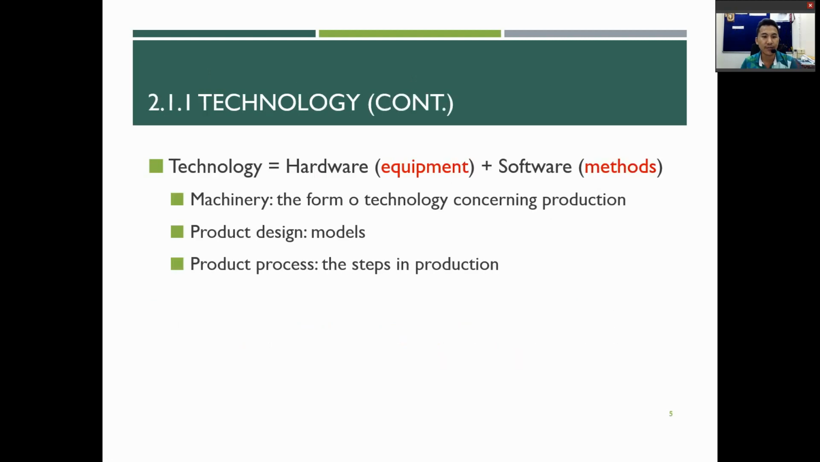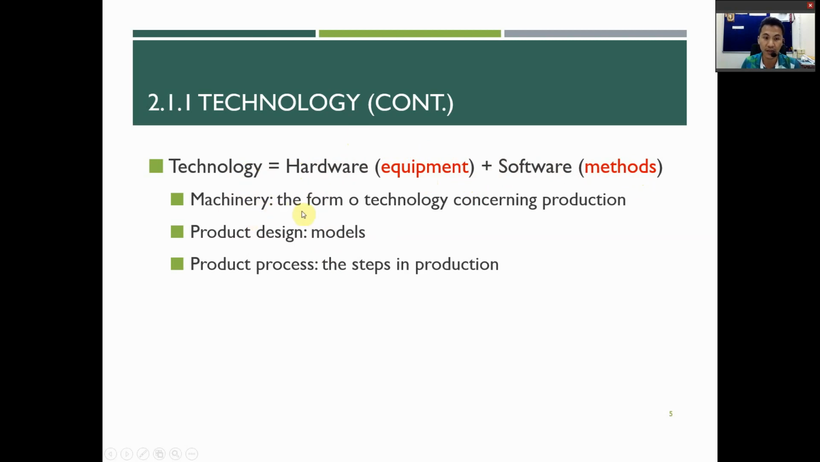All right. A little bit more about technology. Technology, based on this equation, is a really simple equation: technology equals hardware plus software. Basically, in technology, we talk about equipment, which is hardware, and method, which is the software part. And technology can be divided into three groups.